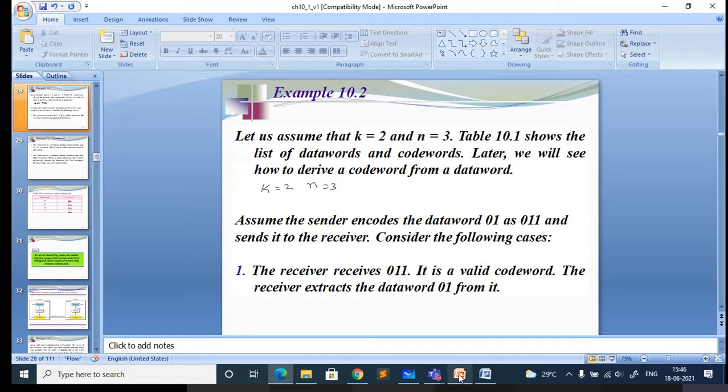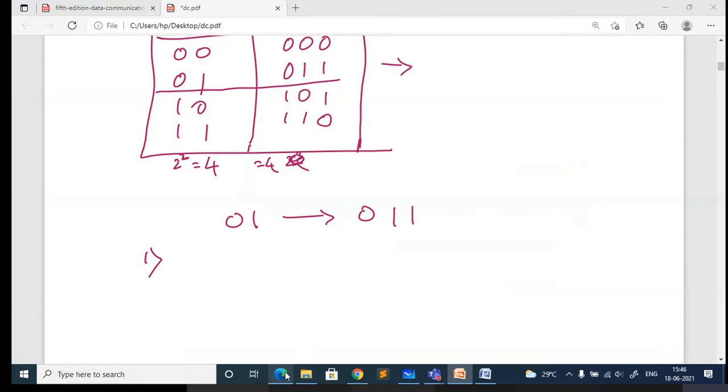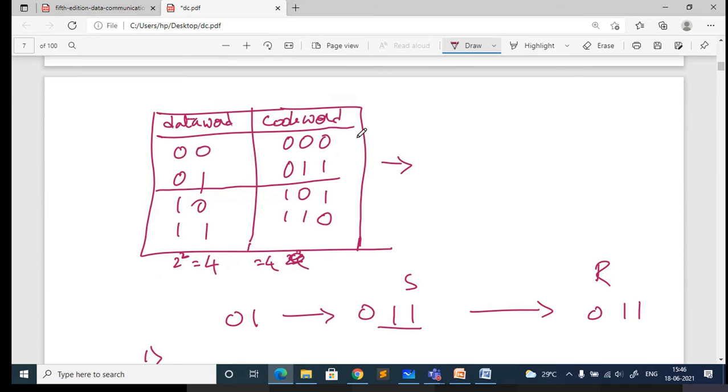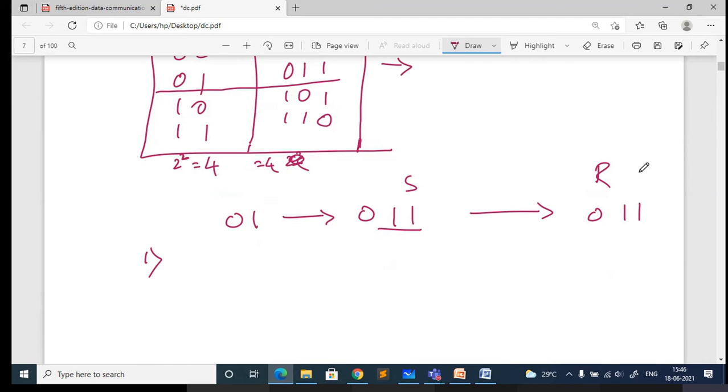The first case: consider this is sent. This data is sent by the sender, and the same thing is received at the receiver side, that is 011. The receiver checks this 011 in the code word table. Obviously it is matching here, so it comes to know that this is a valid code word. It will extract the data 01 and deliver it to the receiver. So if there is no error, this is the first case.